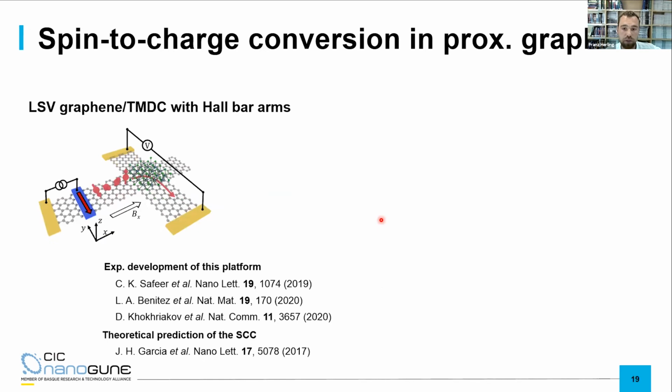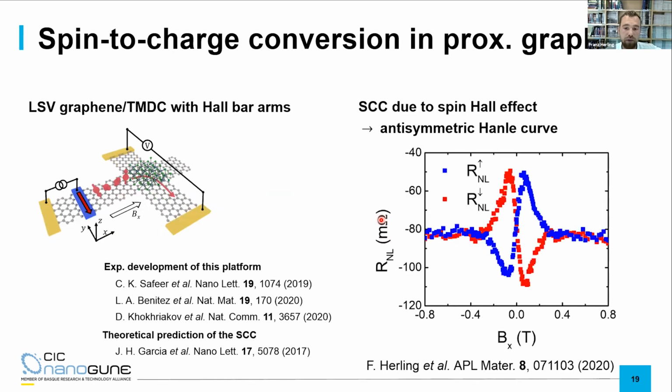I'm just going to go here to this graph where we see that due to the spin Hall effect, which only converts out-of-plane pointing spin, we can measure this non-local resistance. And then if we sweep the magnetic field, we see this anti-symmetric Hanle curve, which is a clear sign that we have spin Hall effect and spin-to-charge conversion due to the spin Hall effect.